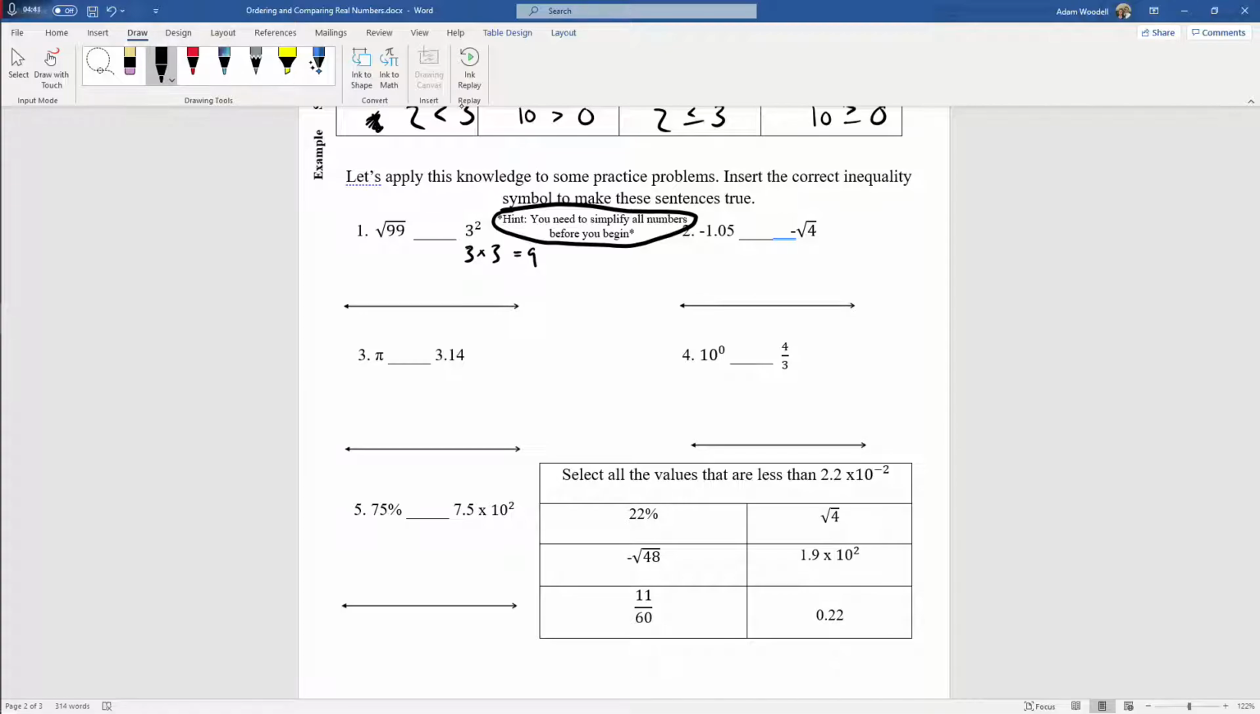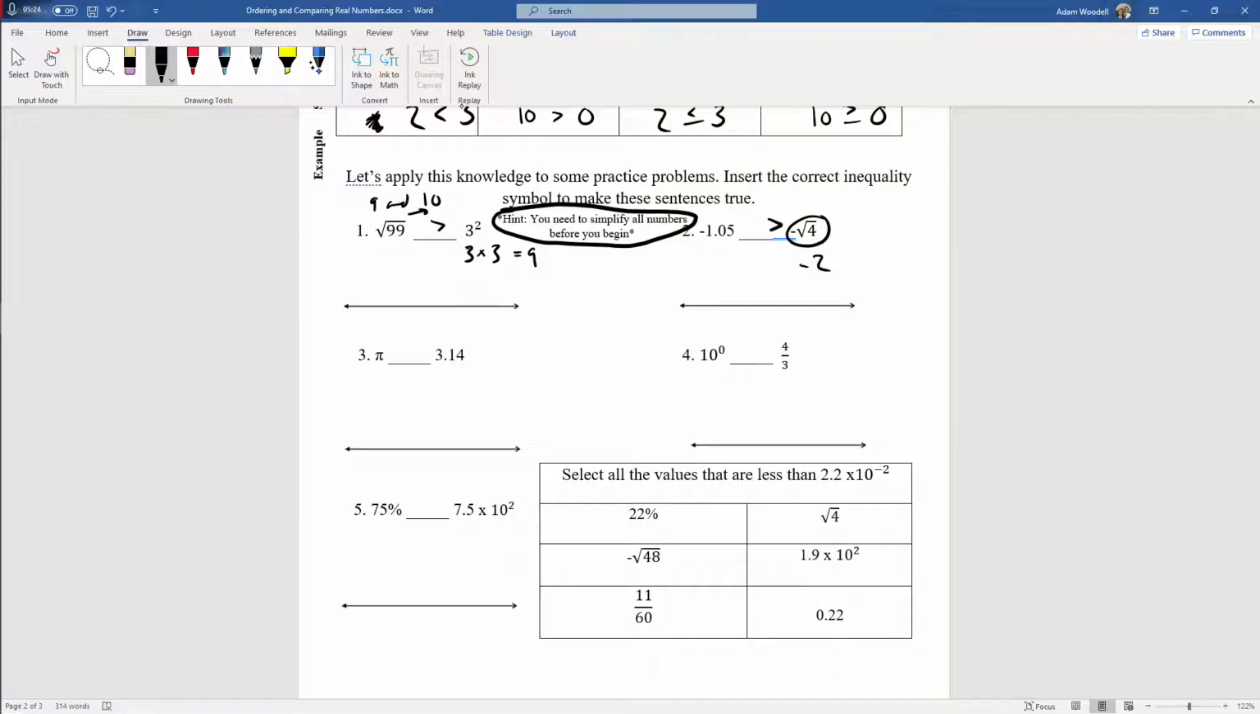What we talked about with our square roots is that the square root of 99 is not a perfect square. So the square root is not going to be a whole number, but I do know it's between 9 and 10. It's probably a little closer to 10. And the other number is 9, which means a number between 9 and 10 is definitely going to be greater than 9. Next, we'll hop down over here. Again, it gives you some weird square root thing, simplify that first before you actually start comparing. So the square root of 4 is 2, and because the negative sign's in front, this is really negative 2, and negative 2 is definitely smaller than negative 1.05.